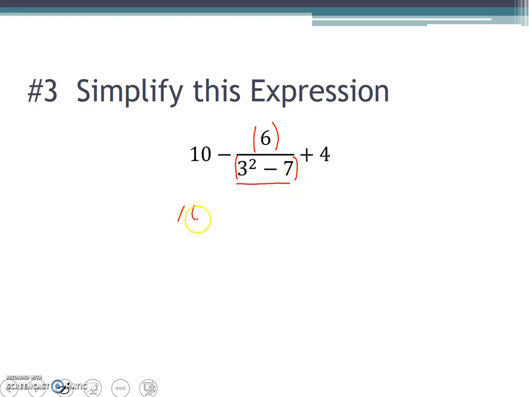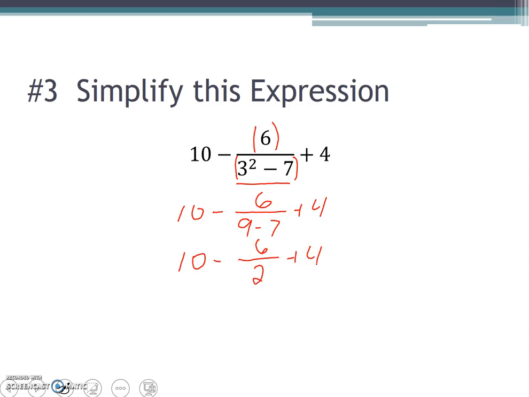first. So I'm going to take 10 minus, and I have this fraction, 6 is on top, but down here in these parentheses, I have 3 squared minus 7. So I'm going to start by taking the 3 squared, which is 9, minus the 7, plus 4. Still not finished down here, so nothing else will change until I am. 9 minus 7 is 2, plus the 4. So now I'm done with the parentheses.